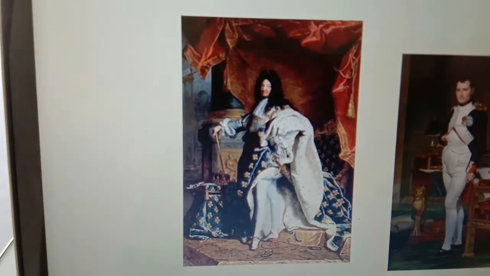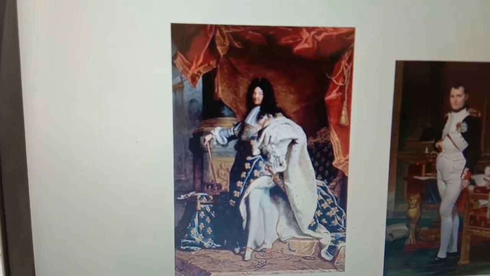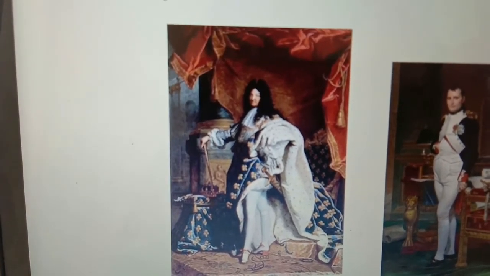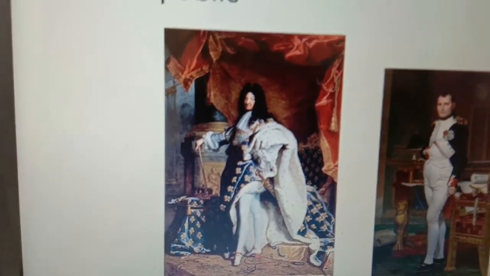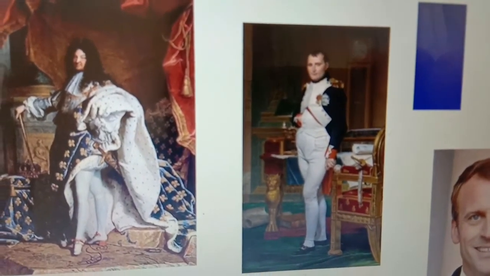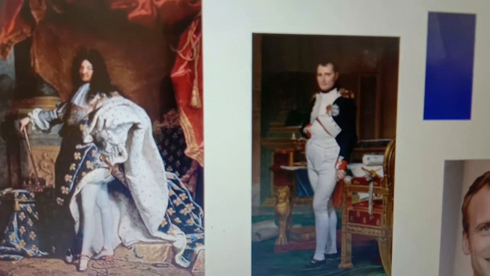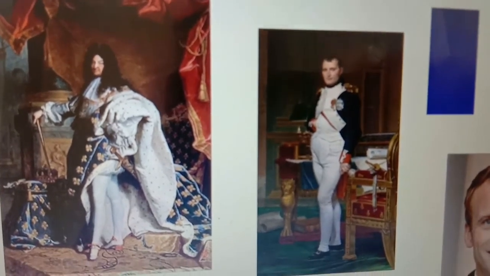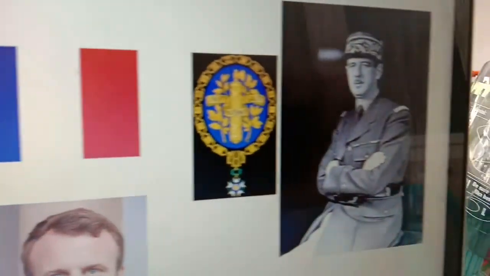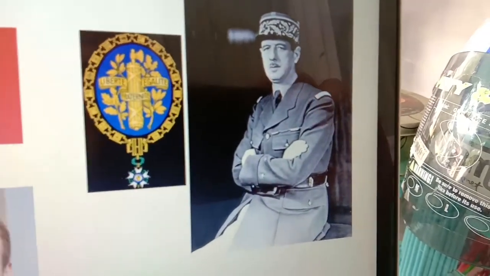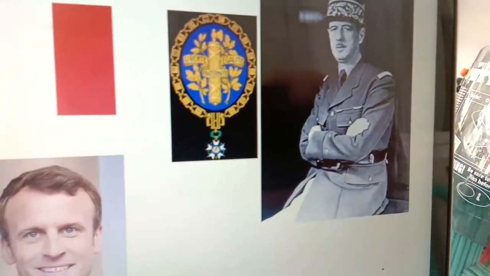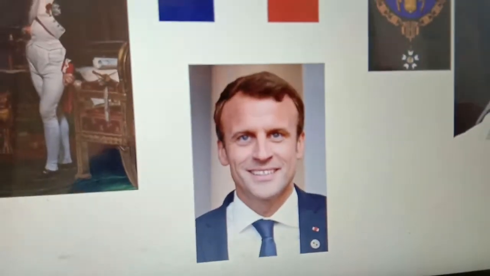So this was their last king, King Louis XIV. They called him the Sun King. He was too rich, really, so they got fed up with him being so greedy. So he had his head cut off, and they got rid of the monarchy. Then they had an emperor, Napoleon, who made himself emperor. And he conquered a lot of territory, but got defeated in Russia and then by the British. And this is President de Gaulle, who led France after World War II. And their current president, Emmanuel Macron.